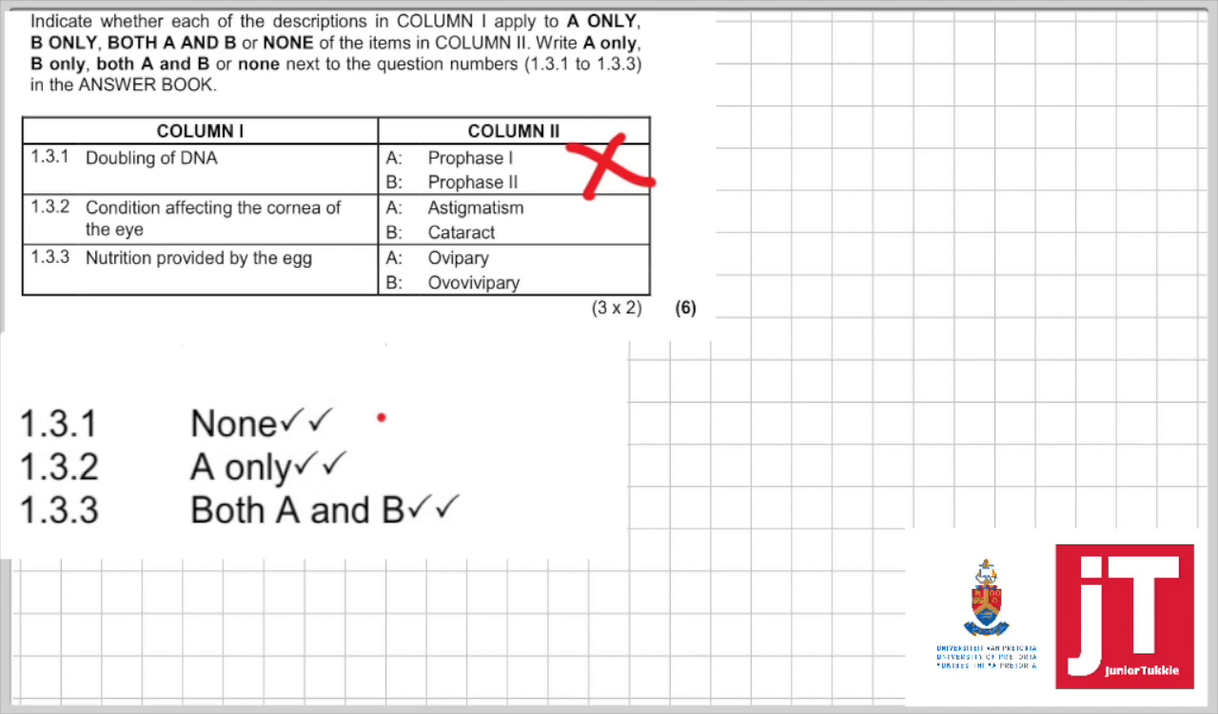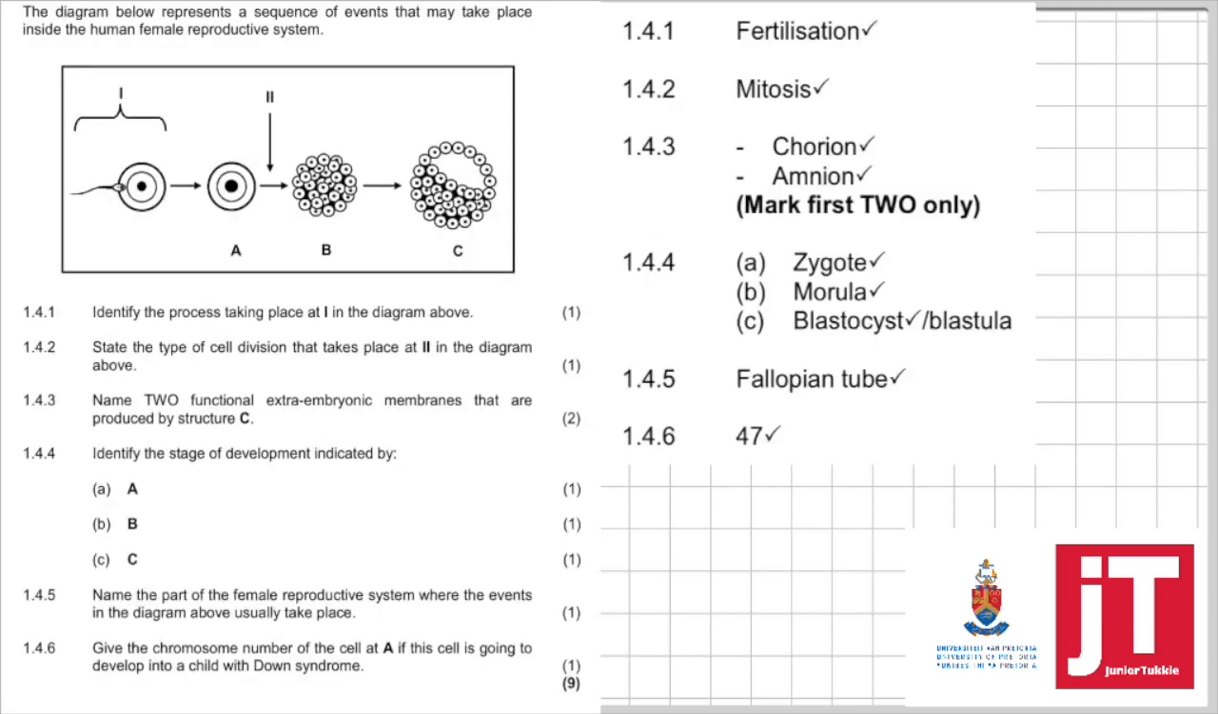1.3.2. Condition affecting the cornea of the eye. Well, the cornea of the eye can only be the astigmatism, not the cataract, so your answer is A only. And 1.3.3. Nutrition provided by the egg. Now, nutrition provided by the egg, that's by the yolk, so it's oviparity and ovoviviparity, so your answer is both A and B.